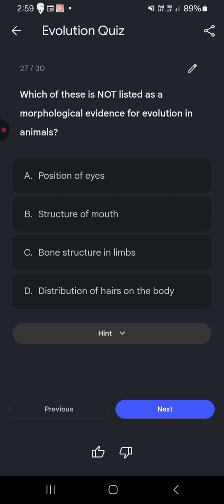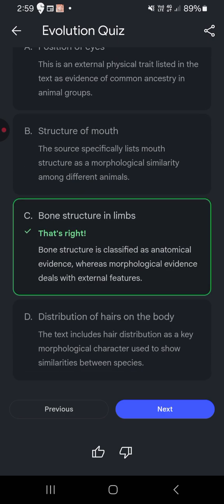Which of these is not listed as a morphological evidence for evolution in animals? Morphological characters means external characters. Bone structure in limbs is an anatomical evidence, not a morphological evidence.